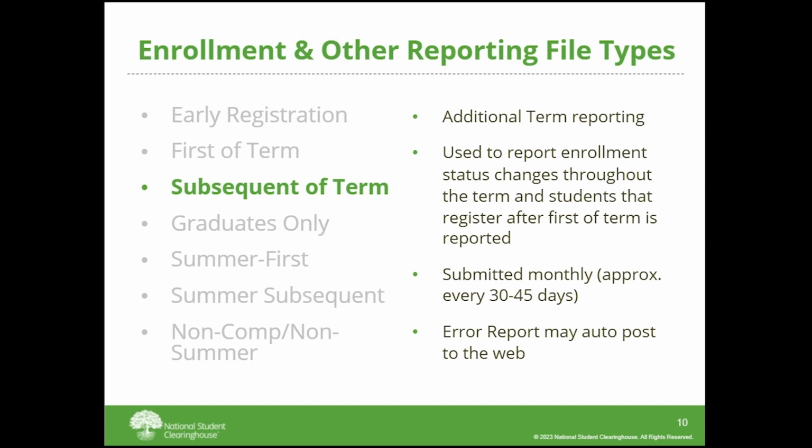This includes the last regular enrollment file for the term, which the clearinghouse often refers to as the final file for the term or the end of term file. This file should be submitted no more than 5 days before the term end date and no later than 30 days after the term is ended. Your end of term file should capture the final enrollment status changes for the term, including withdrawn and graduated statuses, if possible.